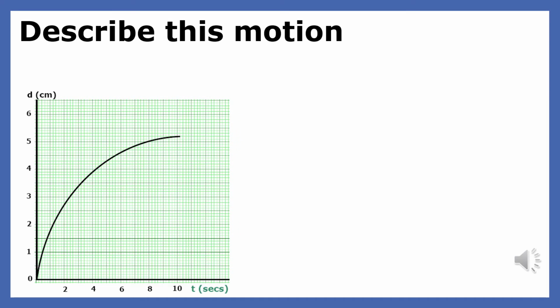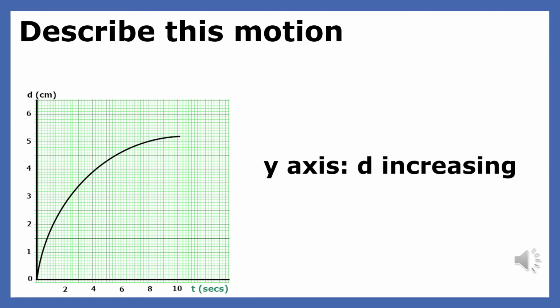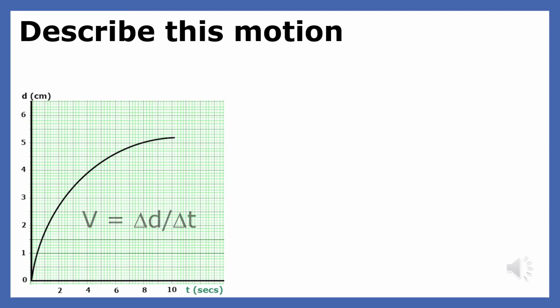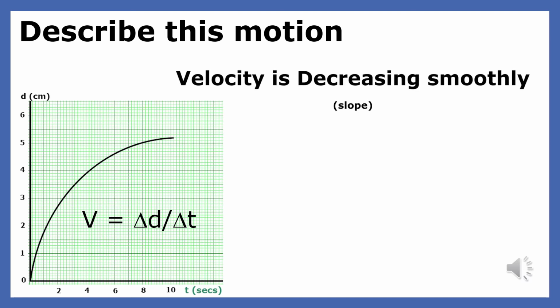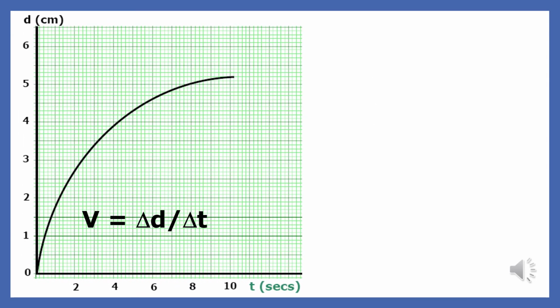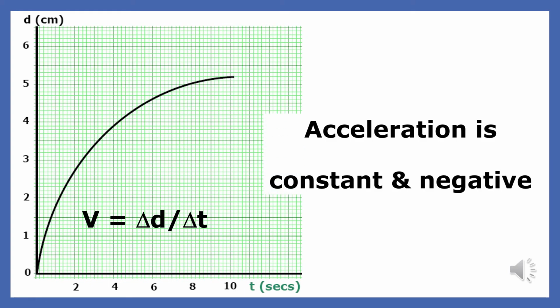Step 1 to analyzing this plot is to do the y-axis analysis. The displacement increases the entire time, so the object moves further and further from its starting point of 0. It ends up a little over 5 meters from its starting point. Now let's do the slope analysis. The slope of the D versus T plot tells us about the velocity. Since the slope is decreasing smoothly, the velocity of this object decreases smoothly. A smooth decrease in velocity means the acceleration is constant and negative.